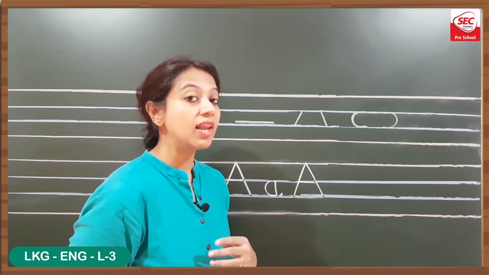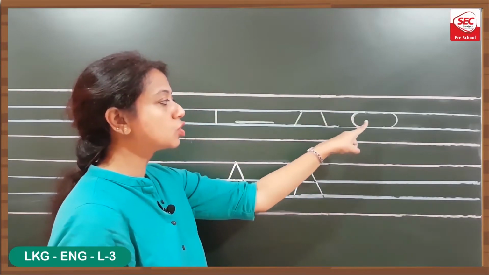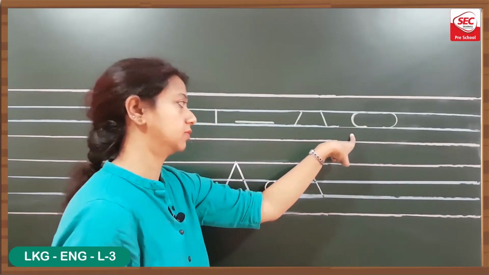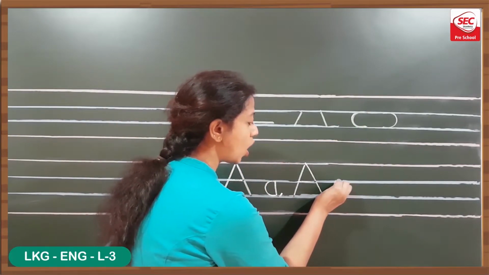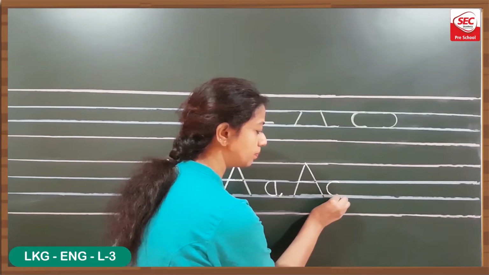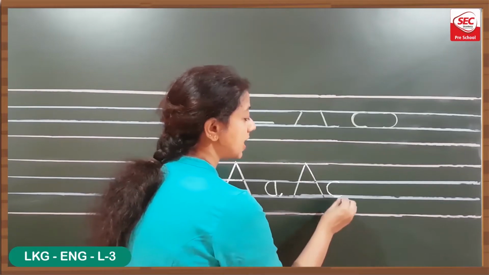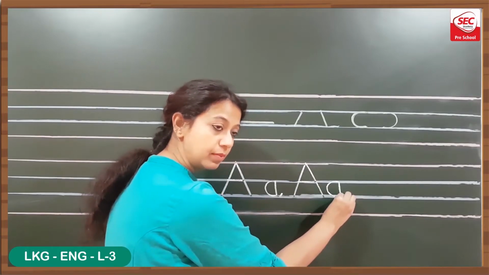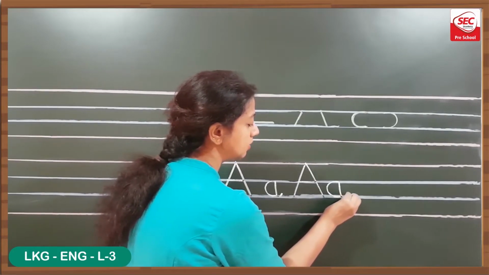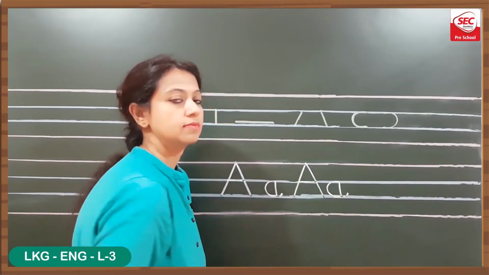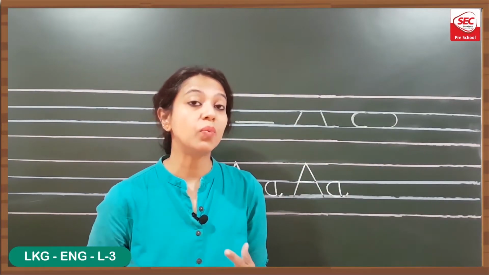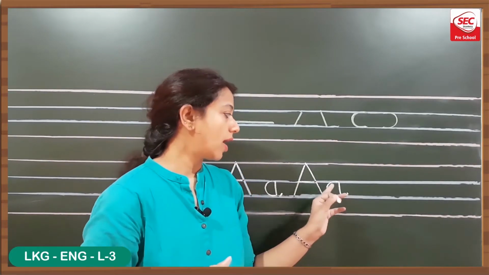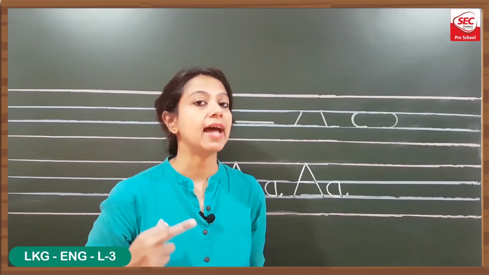And for writing small a, what do we need to do? We need to use which curve? This one? No, we need to use this curve. So a small curve in between these two blue lines, then a small standing line from the first blue line to the second blue line, and then a small curve here. So see how easily we have written small a by using two patterns. One is the curve and the other one is the standing line.